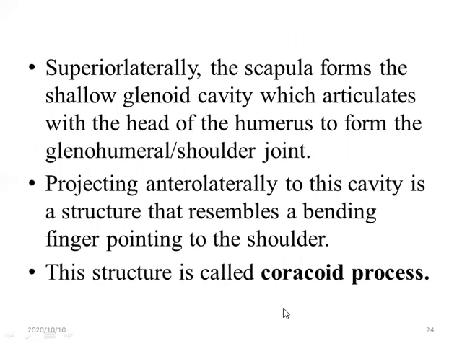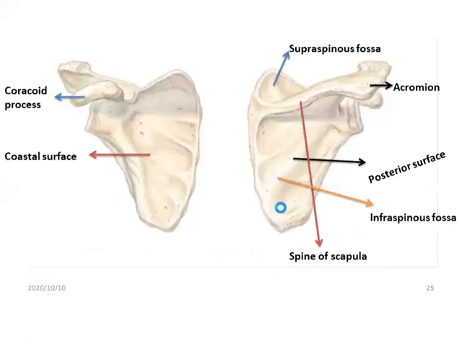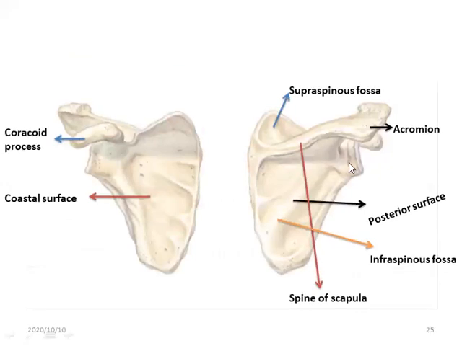Superolaterally, the scapula forms a shallow glenoid cavity which articulates with the head of the humerus to form the glenohumeral joint. Projecting anterolaterally to this cavity is a structure that resembles a bent finger pointing to the shoulder. This structure is called the coracoid process. This is the glenoid cavity, glenoid fossa, where the head of the humerus articulates.